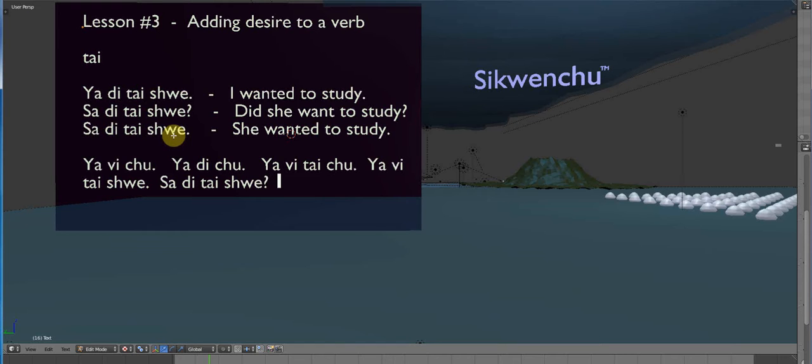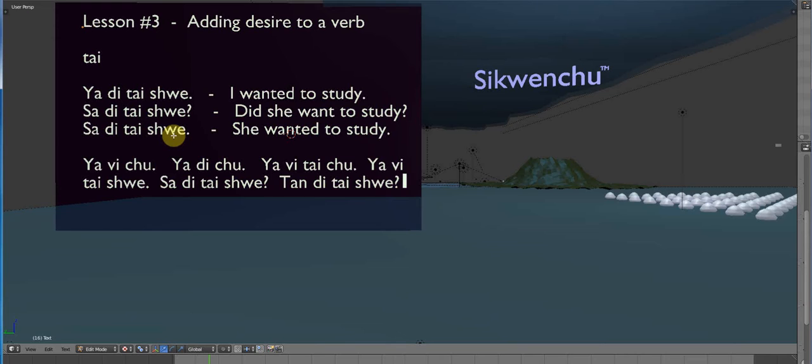Did they want to study? I'll use tan for the he form. If there's a mixture of guys and girls in the same group, I use the male form, like Spanish. Otherwise, if it's all women, san; all guys, tan. But if it's a mixture, it's tan. So they is tan. Tan di tai chu, did they want to go? Or tan di tai shue, did they want to study? Or they wanted to study?